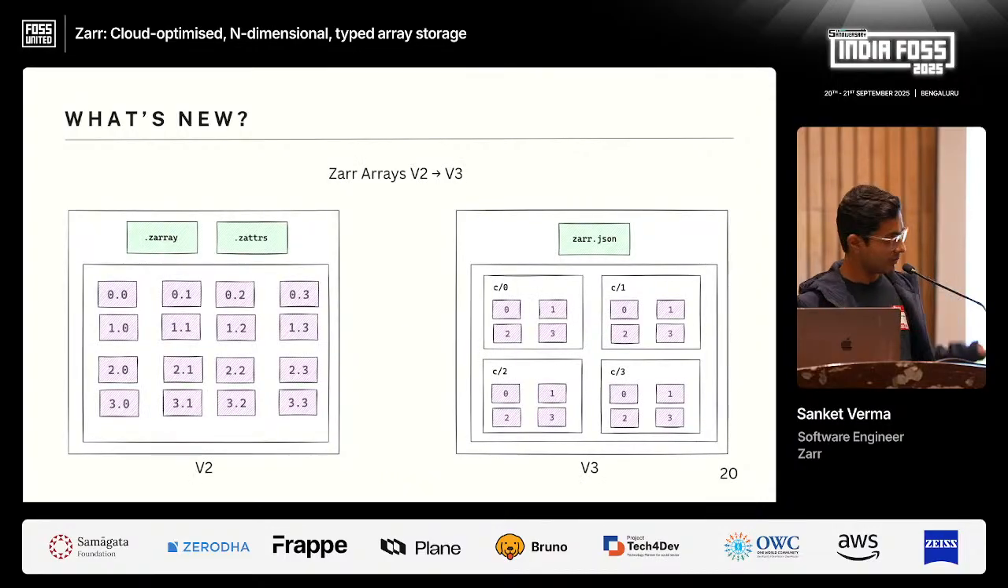This is basically a diagram which shows the difference between the array in version 2 and version 3. On the left hand side, you see version 2. The Z array is a metadata file at the top of the array, which contains the information about what is inside the array, what the size is, what the data type is, and all that stuff.